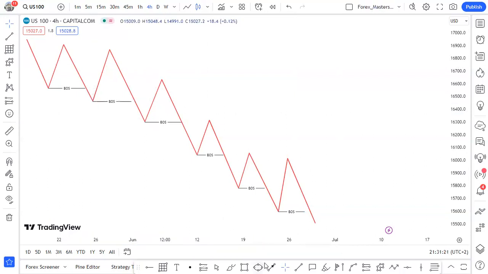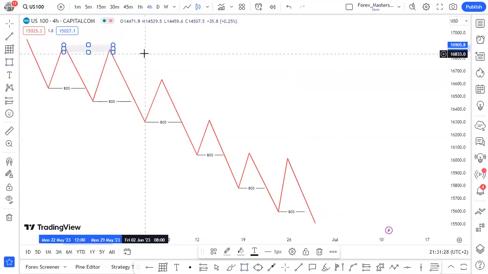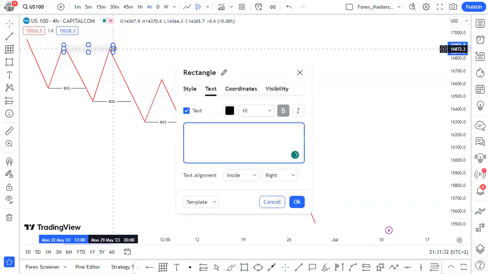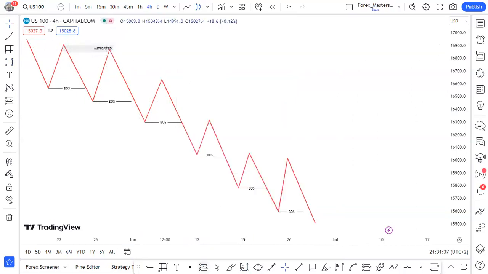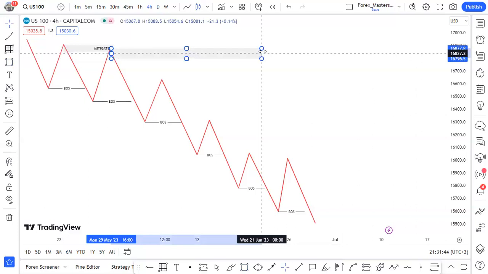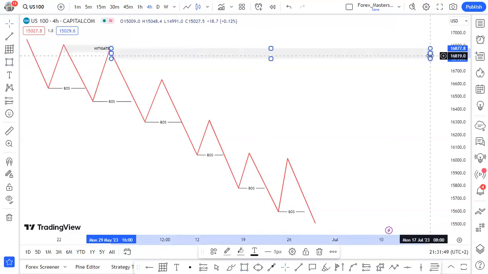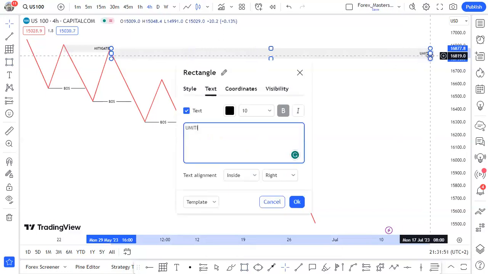All right, so now what we'll be identifying, let's say here price came and mitigated this supply zone. So you can say supply zone mitigated. And again, we have another zone right here, and this zone is not mitigated. So what are we going to do? We'll leave it as an unmitigated zone, meaning that price never pulled back to that area.